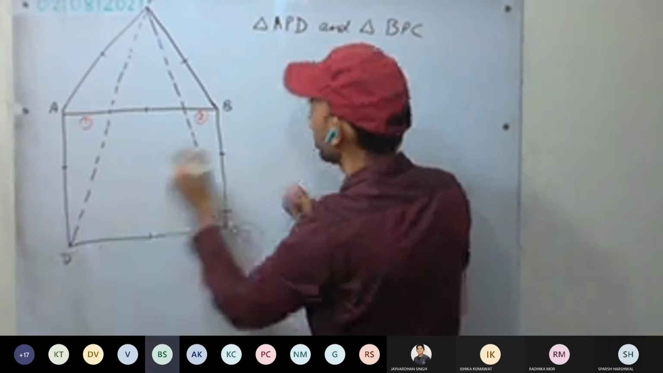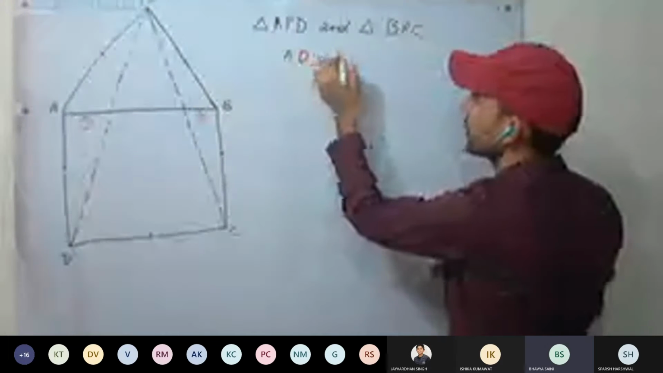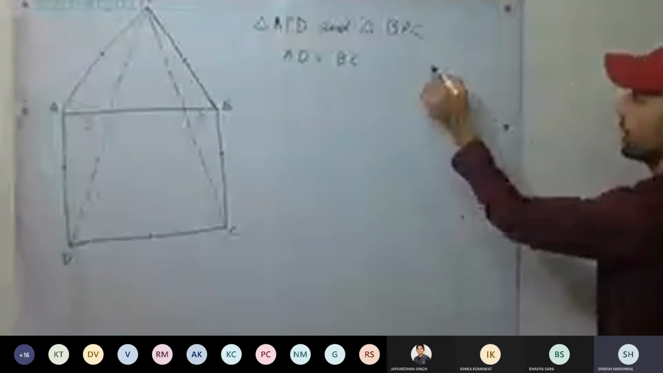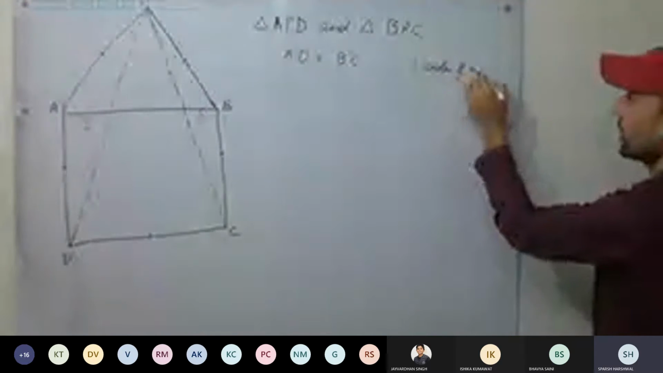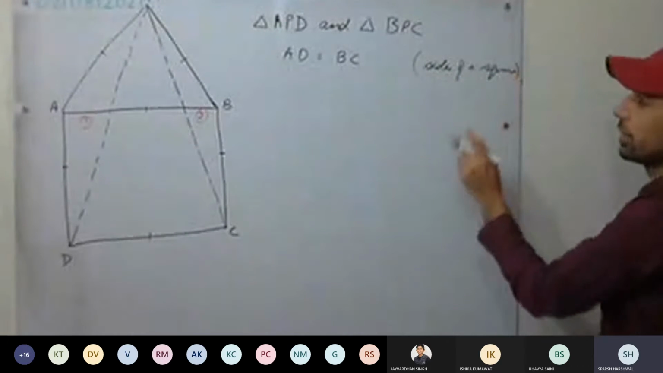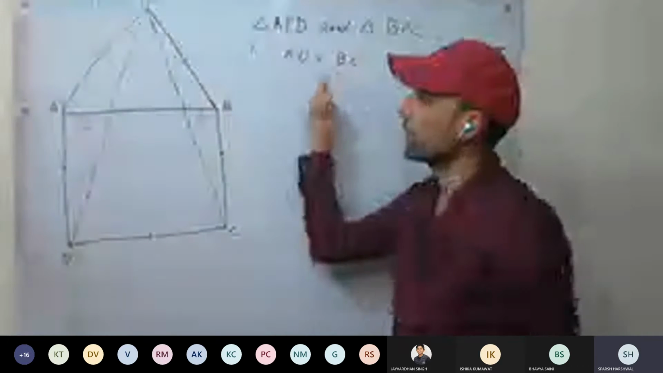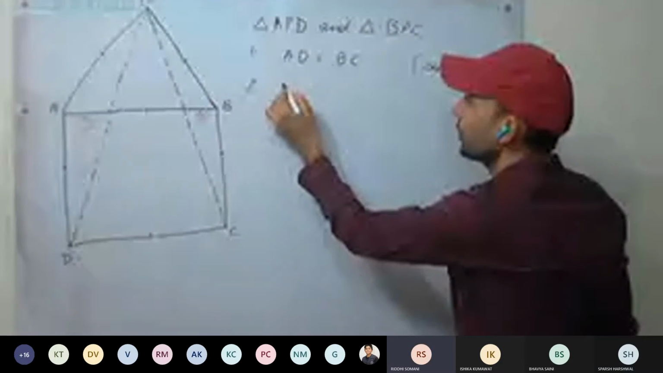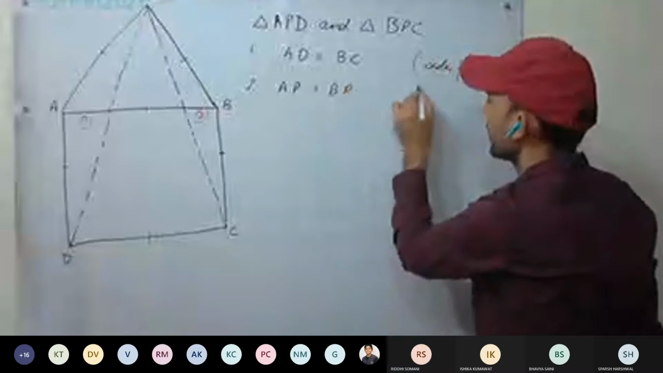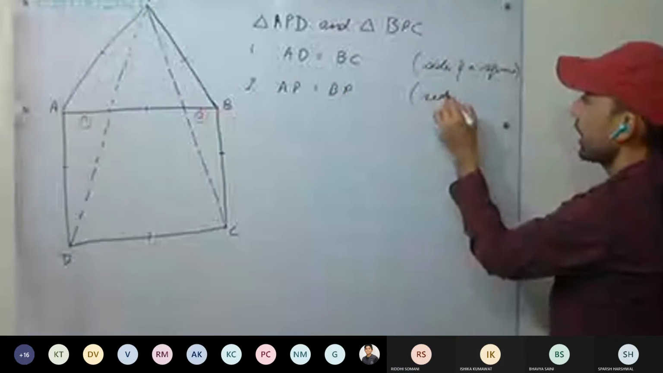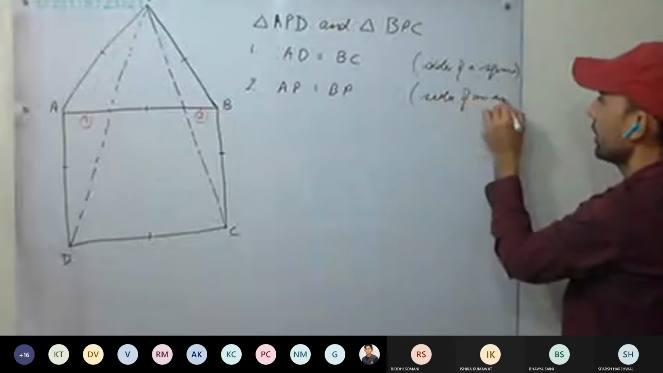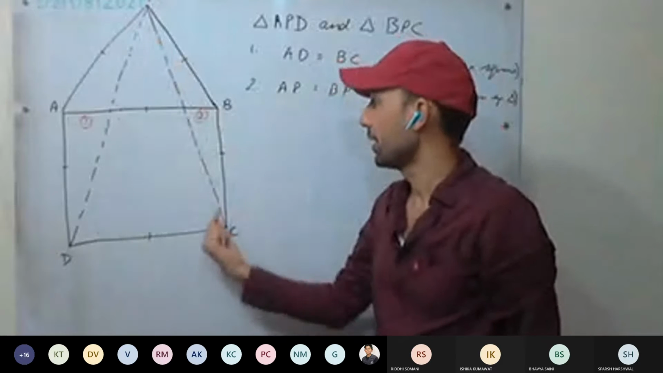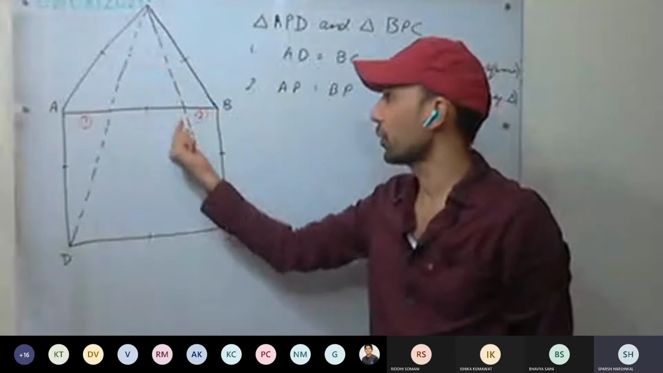Sir, AD is equal to BC, already given, sides of a square. Okay, AD equal to BC, first one. Second, AP equal to BP, sides of an equilateral triangle. Okay, so two sides you have taken. Can we take a third side? It is not given. We won't be able to.